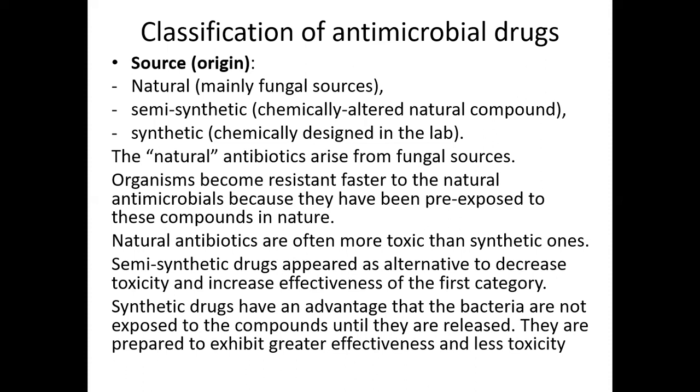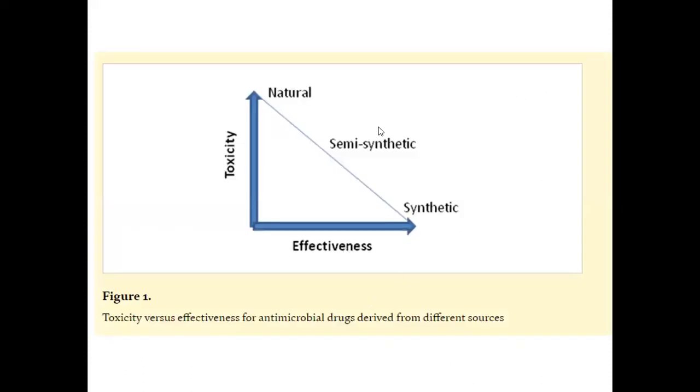And semi-synthetic antibiotics are made by chemical modification of natural antibiotics, and synthetic ones are wholly synthesized in the laboratories by biochemical synthesis. The synthetic drugs have an advantage: the bacteria are not exposed to the compounds until they are released. They are prepared to exhibit greater effectiveness and less toxicity. On this slide, you can see the dependence between toxicity and effectiveness. Natural antibiotics have higher toxicity and less effectiveness. And synthetics are the best, because their toxicity is not so high.